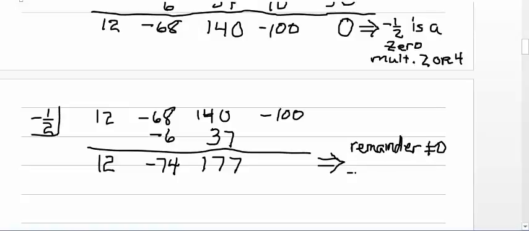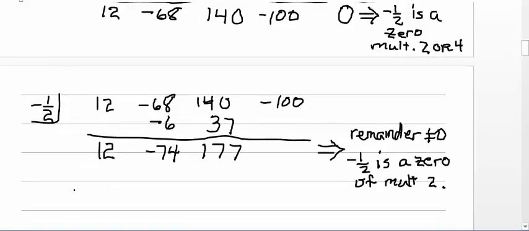I don't even need to keep going. I know when I multiply 177 by negative 1/2, I'm not going to get positive 100. So I'm not going to get a remainder 0. So that means negative 1/2 is a 0 of multiplicity 2. So I couldn't get a remainder of 0 the third time. So there's no way I'm going to get a remainder of 0 the fourth time.